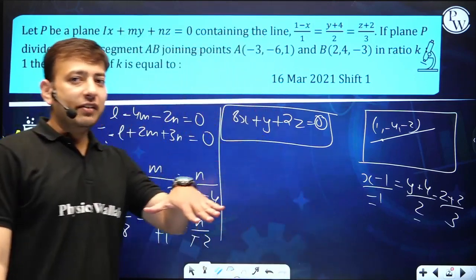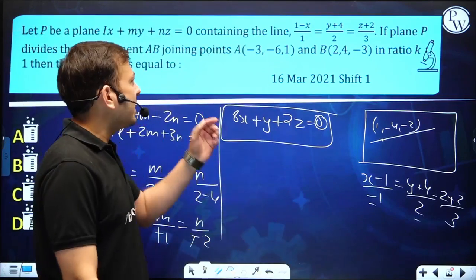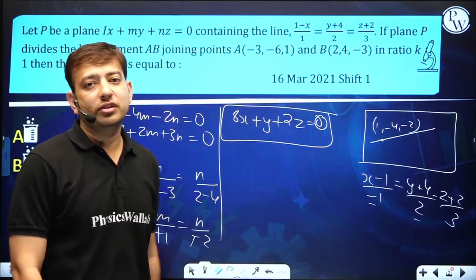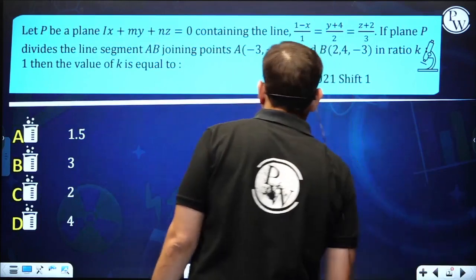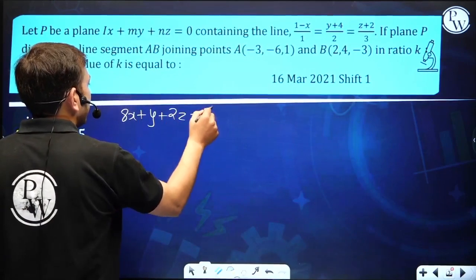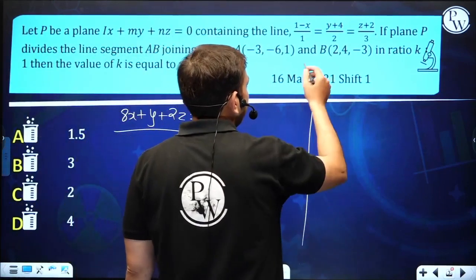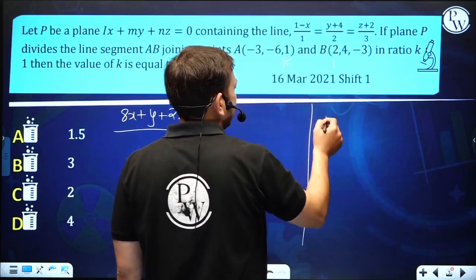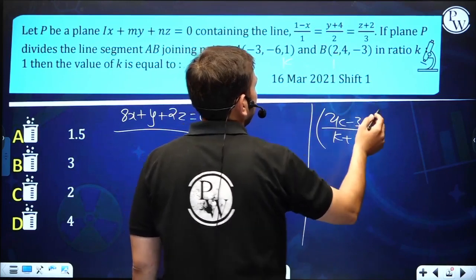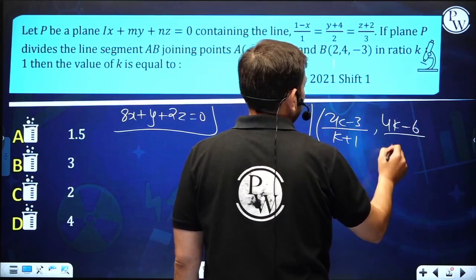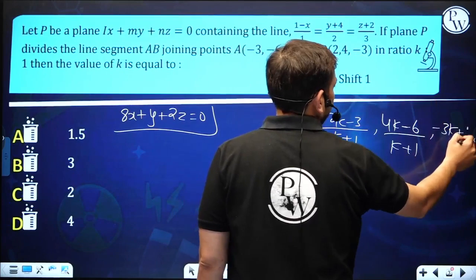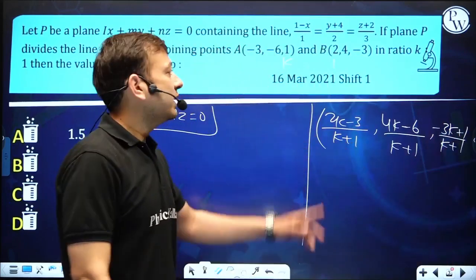So in the first part they asked you to find the equation of the plane. After that, the line segment joining A and B in the ratio k:1 falls on this plane, so you need to find the ratio now. Second part: my plane equation was 8x + y + 2z = 0. Now let the point divide in the ratio k:1. So the point will be (2k − 3)/(k + 1), then (4k − 6)/(k + 1), and then (−3k + 1)/(k + 1), like this.